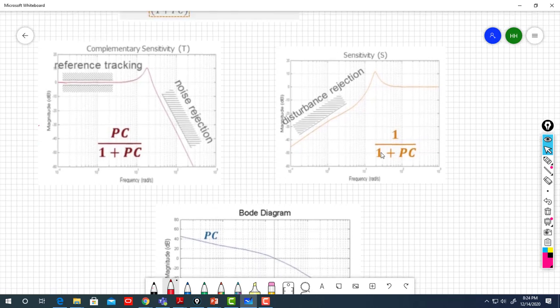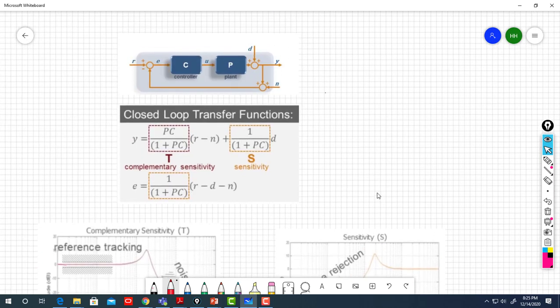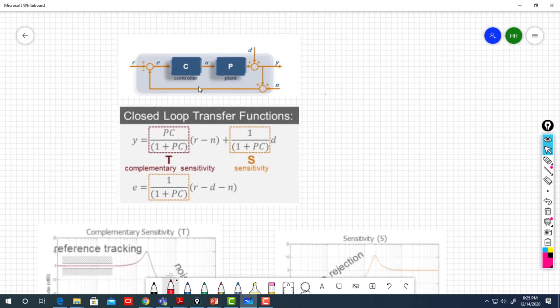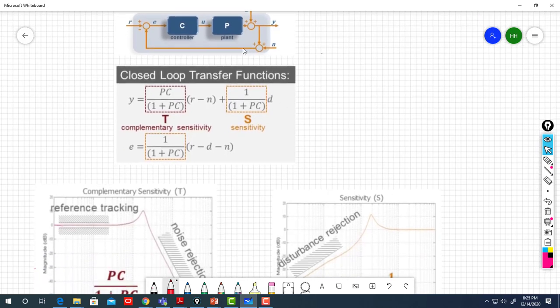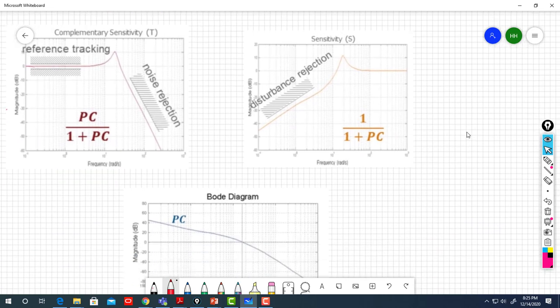So if you look at these two curves, what's the common thing? It is PC. PC is the common thing between these two curves. And PC is your open loop transfer function. If you have H here, it's going to be PCH, as in the first example I gave you. In general, it is the open loop transfer function, CP times a sensor transfer function if you wish. So in this case, CP is your open loop transfer function.